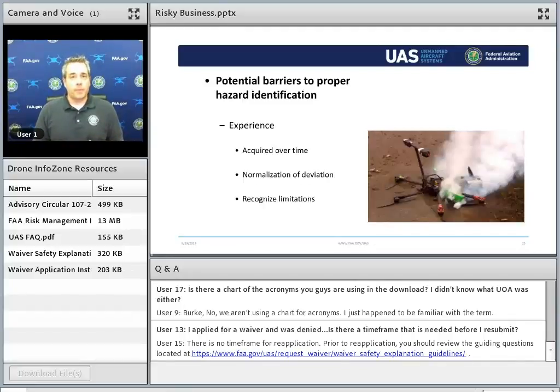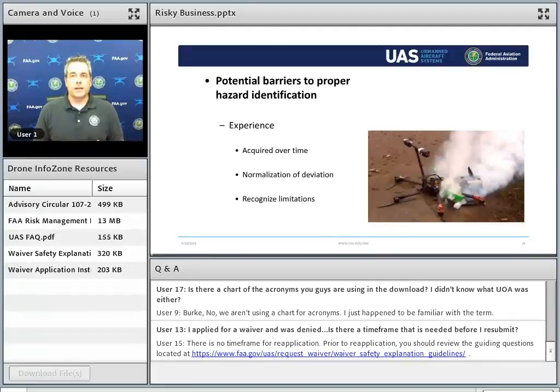That could be a potential barrier to hazard identification because you're not familiar with the area. So it's going to require a little bit more effort on your part to go there and identify those hazards prior to operation. Finally, your experience plays a huge part in being able to identify hazards.